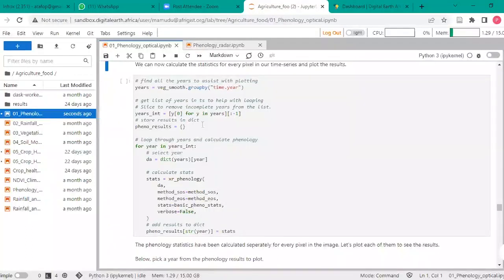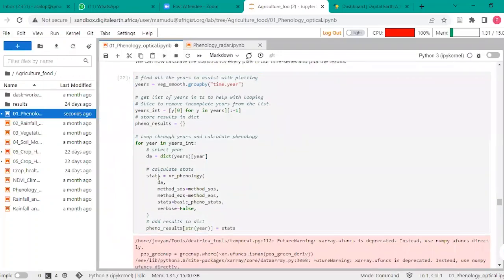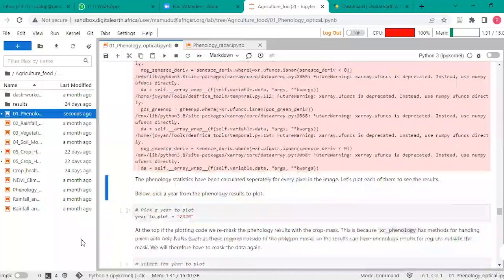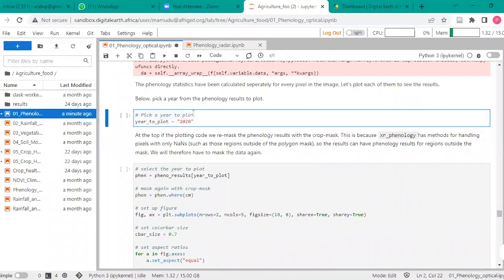Now, this allows us to, first of all, remove incomplete years and run the phenology per pixel for all the data sets between 2017 and 2020. So go ahead and run this. Now, we'll pick a year. We can choose any year. Let's pick the year 2020. We can choose any of the years in our analysis range between 2017 and 2020. For this, we're using 2020 and run it.